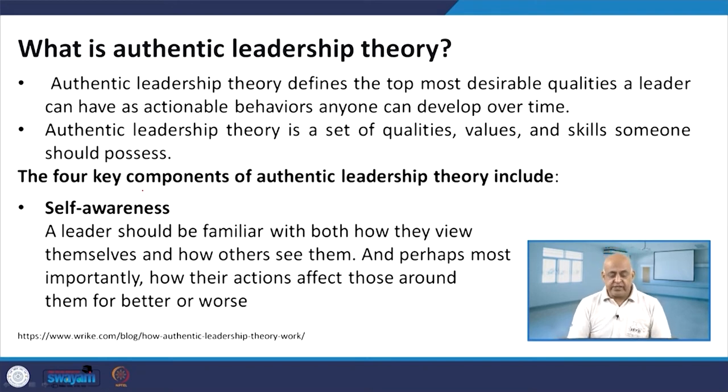Authentic leadership theory is a set of qualities, values and skills someone should possess. There are four components of authentic leadership. The first one is self-awareness. A leader should be familiar with both how they view themselves and how others see them. So, the image of the leader and the perception of the leader: perception for the self and the image for others. And perhaps most importantly, how their actions affect those around them for better or worse.